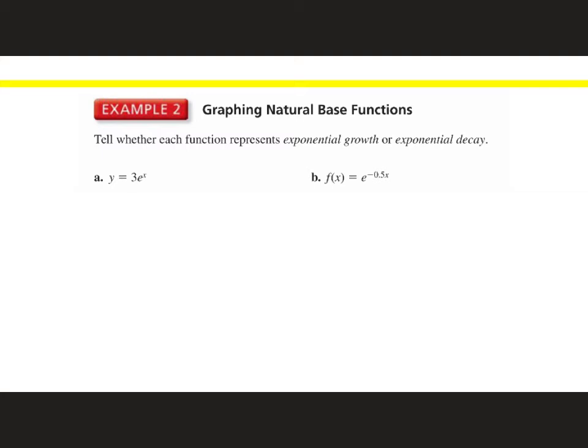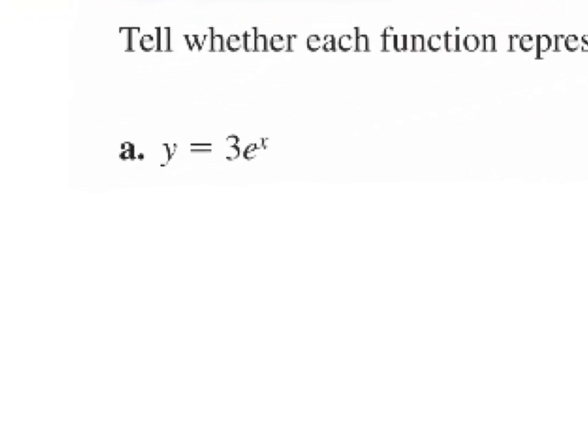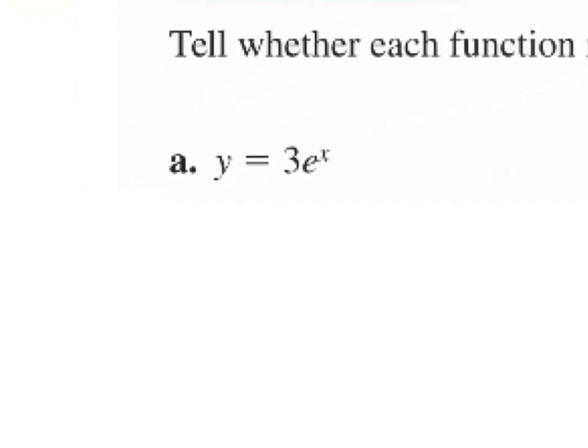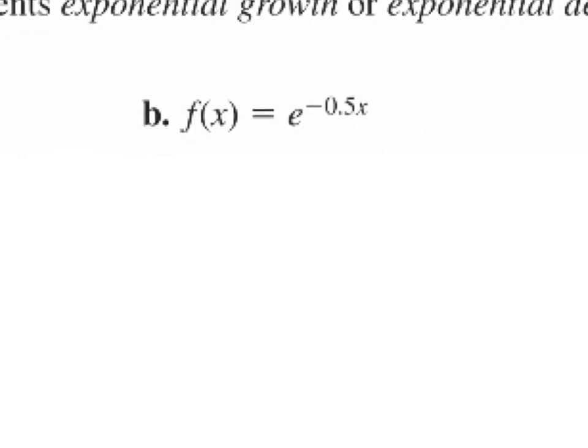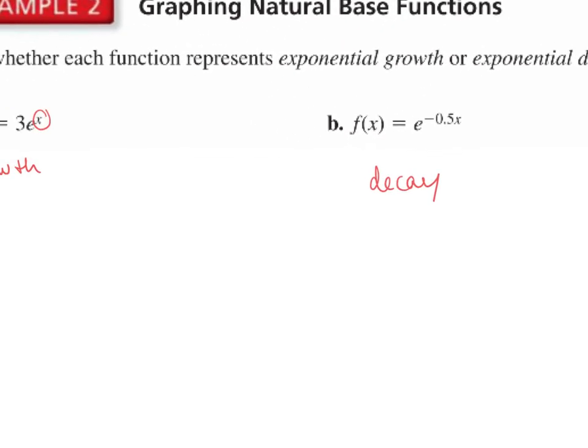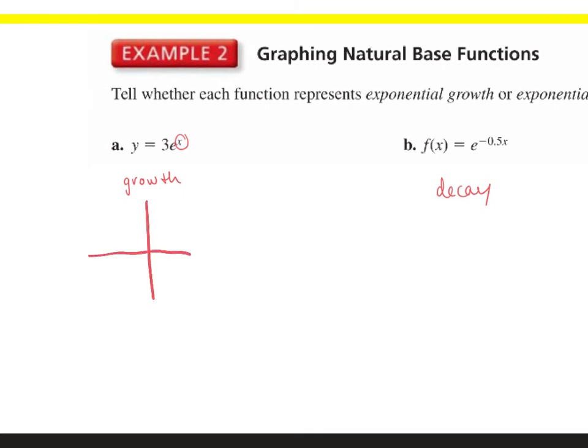All right, so example 2, tell whether each function represents exponential growth or exponential decay. Do we have growth or decay here? Growth. Because our x is positive, we have growth. What about for b? Decay. And then just as a reminder, if we have growth, our graph looks like this. If we're decaying, our graph goes down like this. So same thing as our exponential functions from 6.1.